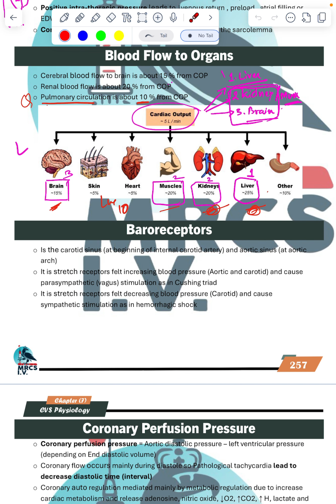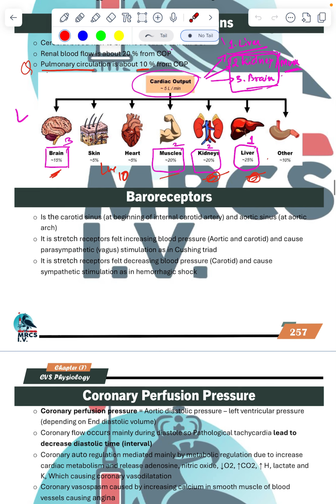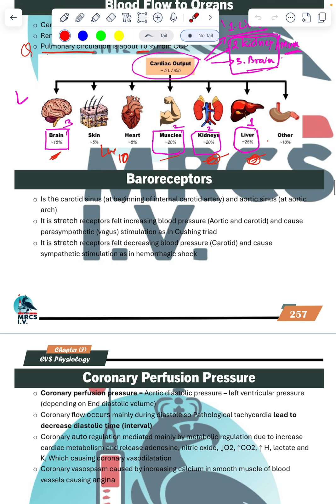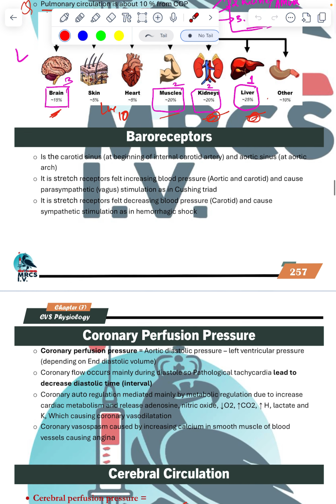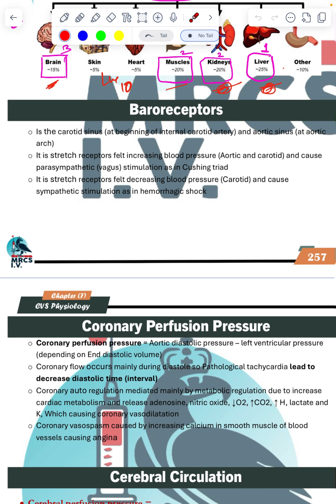So to continue with this cardiac physiology, we have seen up to this how much percentage of the blood is going to the brain, 15%, kidneys around 20%, pulmonary circulation about 10%. So next part is baroreceptors.